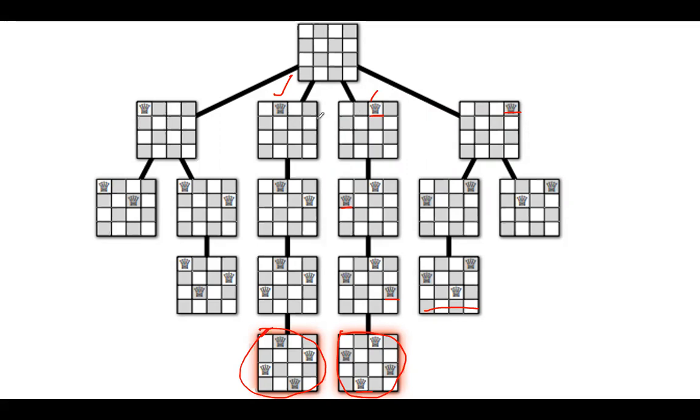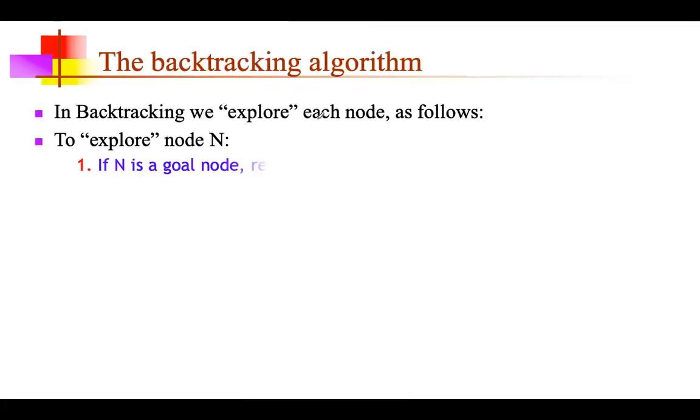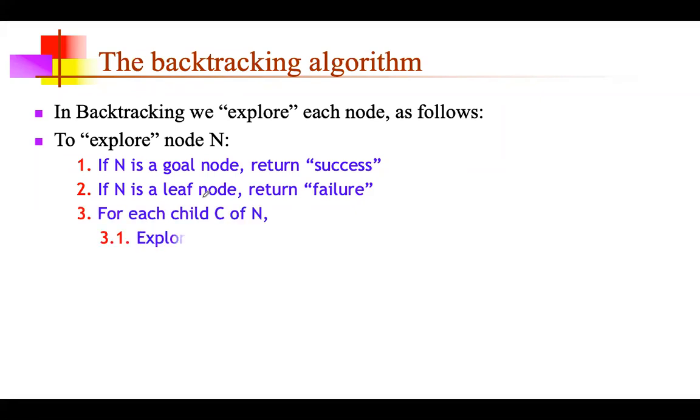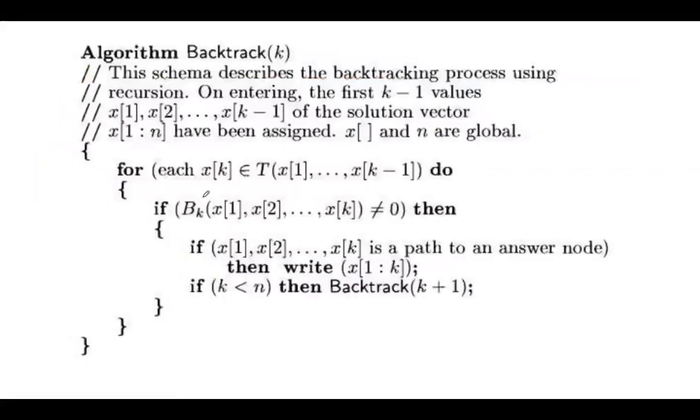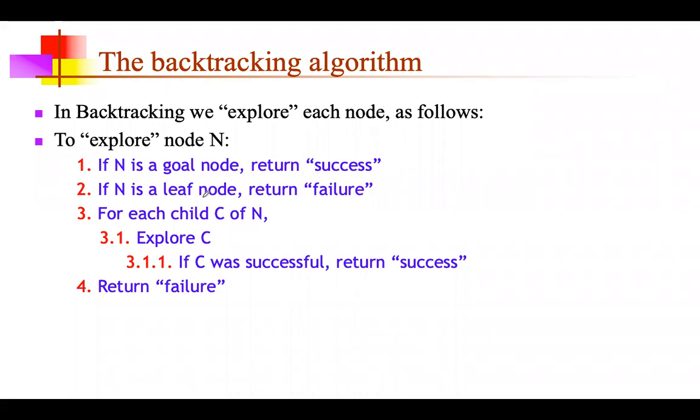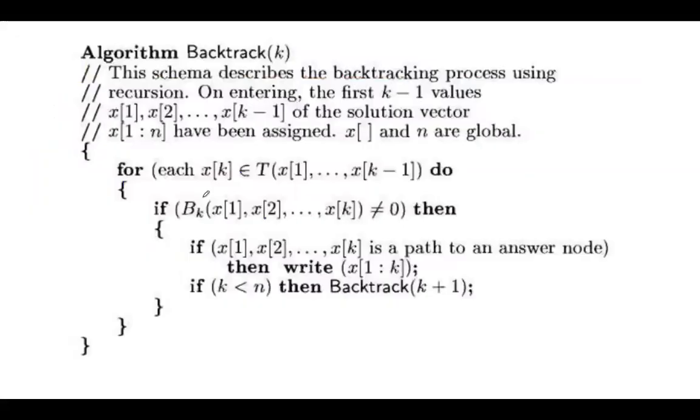This is about N-queen. These are the steps we followed. We explore each and every node. When you are exploring the node, if n is a goal node, return success. If n is a leaf, return failure. Again, for each child, we'll be doing the same thing. So that is what we did in the solution. And this is the algorithm that's given in the textbook.